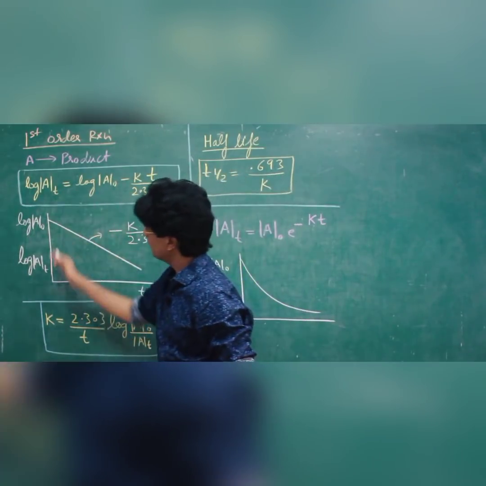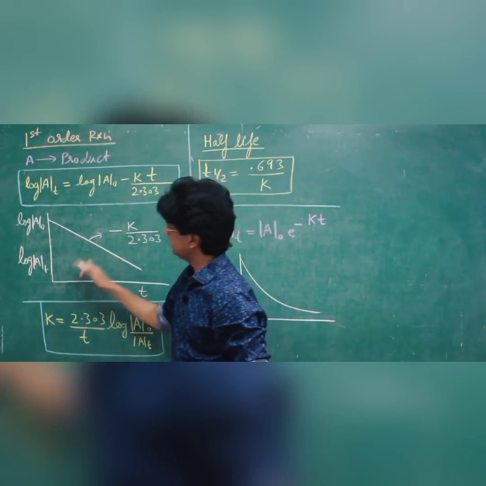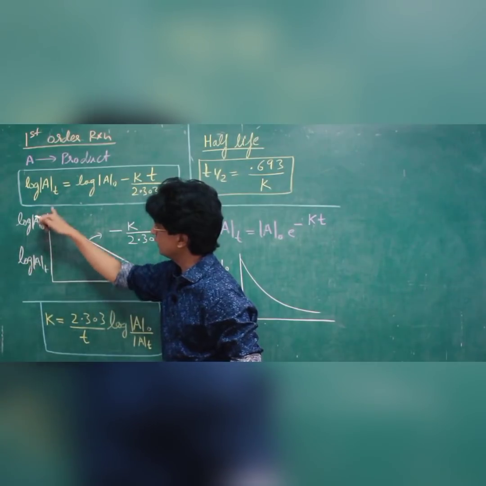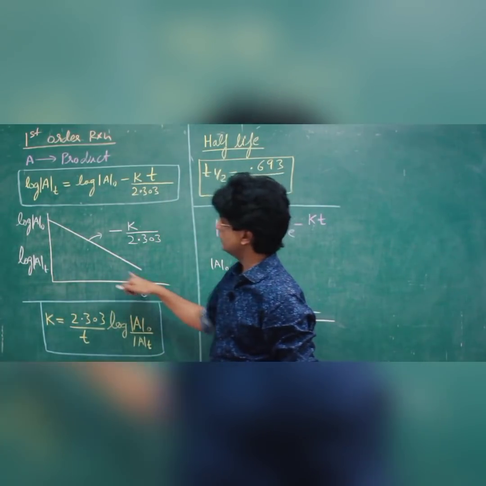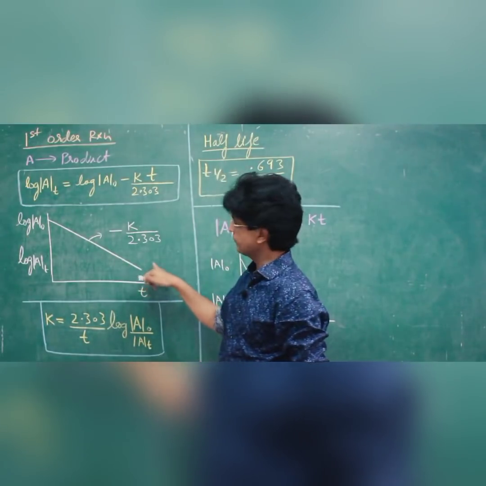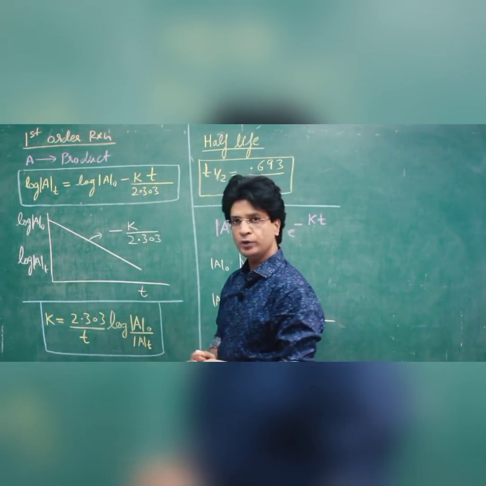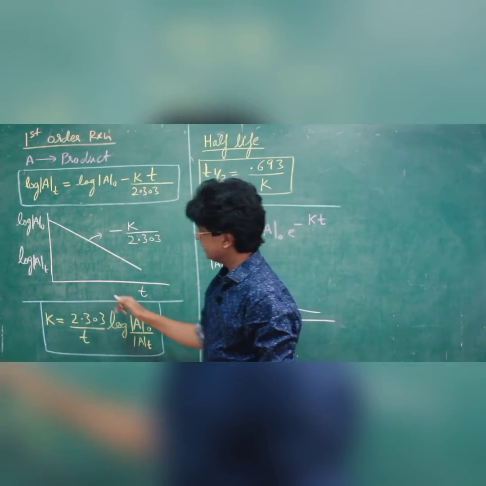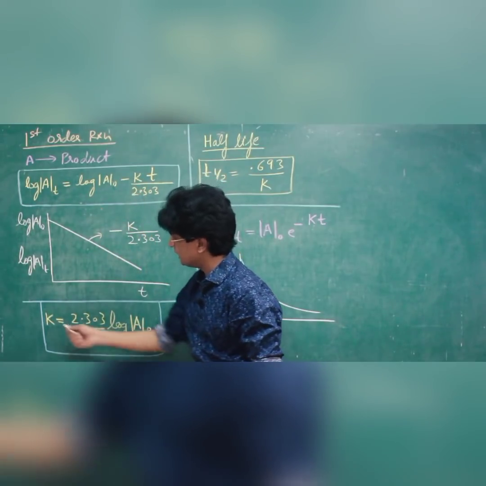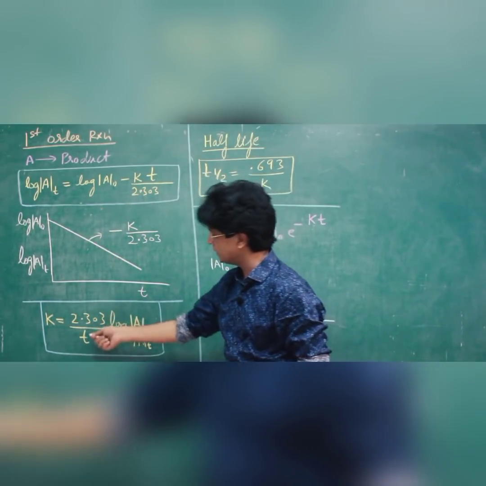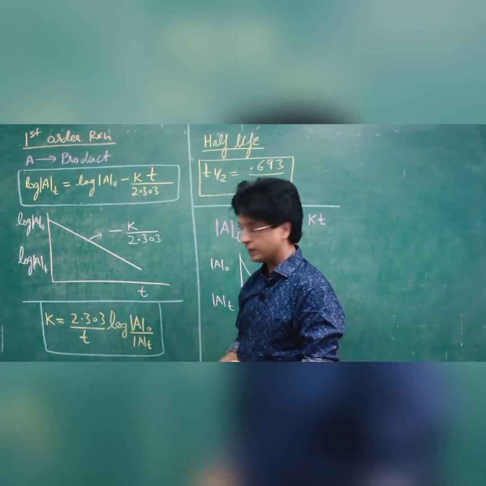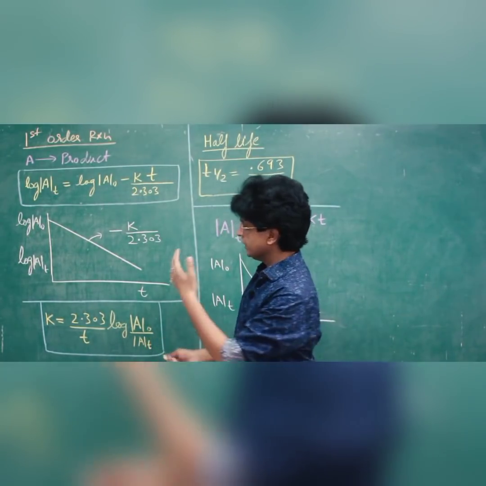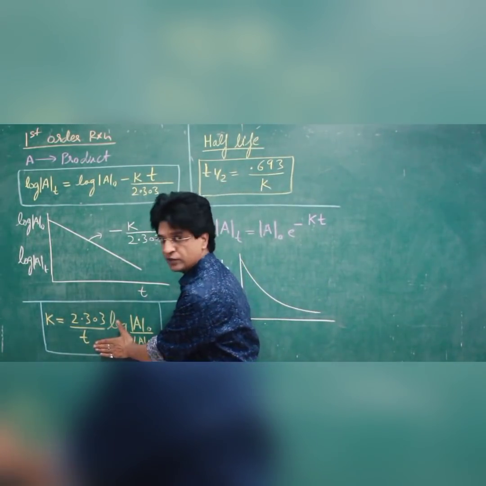Now if you plot this line with log of A_t on the y-axis and time on the x-axis, you will get a negative slope, with slope being minus K upon 2.303. This is very, very important. You got to remember that. And when you rearrange this equation, you will get K equals 2.303 upon t log of A naught by A_t. This is a very important equation because many questions will be solved by this equation.